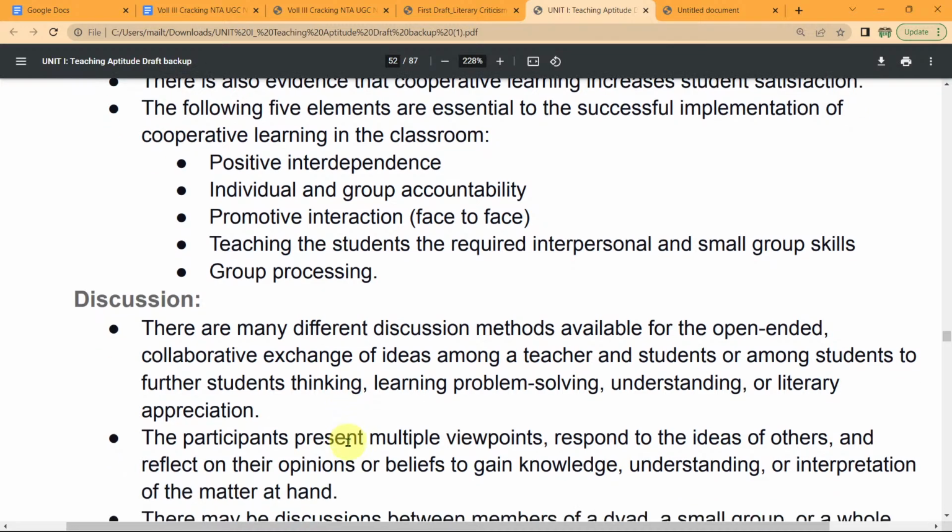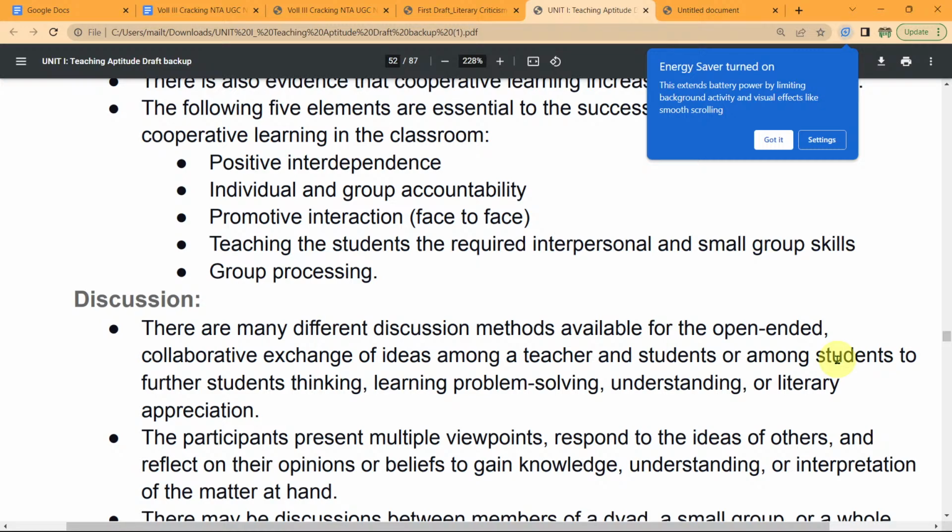Again, discussion method is simple, that you learn through discussion. It is open-ended and it is a collaborative exchange of ideas among teacher and students, or among students.